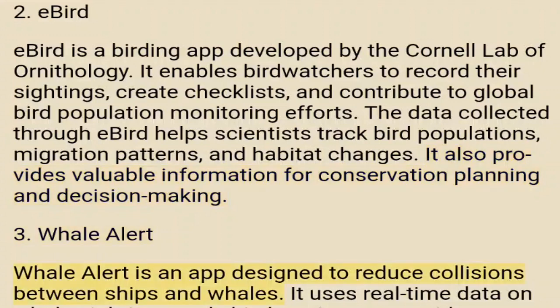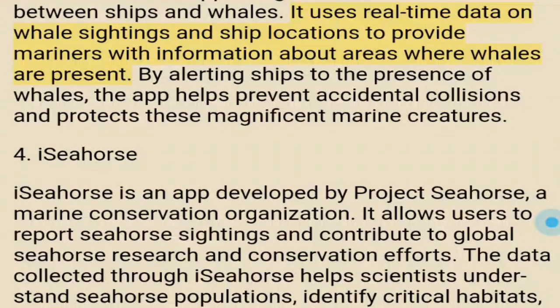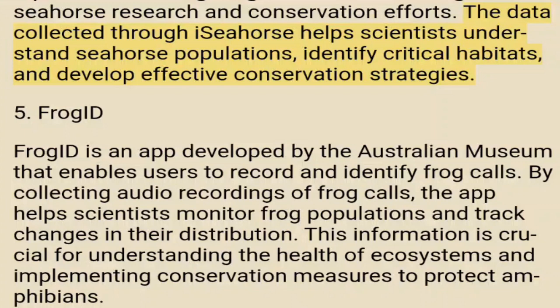3. Whale Alert. Whale Alert is an app designed to reduce collisions between ships and whales. It uses real-time data on whale sightings and ship locations to provide mariners with information about areas where whales are present. By alerting ships to the presence of whales, the app helps prevent accidental collisions and protects these magnificent marine creatures. 4. iSeahorse. iSeahorse is an app developed by Project Seahorse, a marine conservation organization. It allows users to report seahorse sightings and contribute to global seahorse research and conservation efforts. The data collected through iSeahorse helps scientists understand seahorse populations, identify critical habitats, and develop effective conservation strategies.